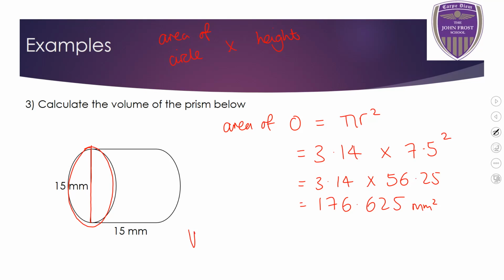Okay, so that's the area. The volume now is 176.625. That's the area of this circle. It's the same all the way through the shape. So we times that by 15.